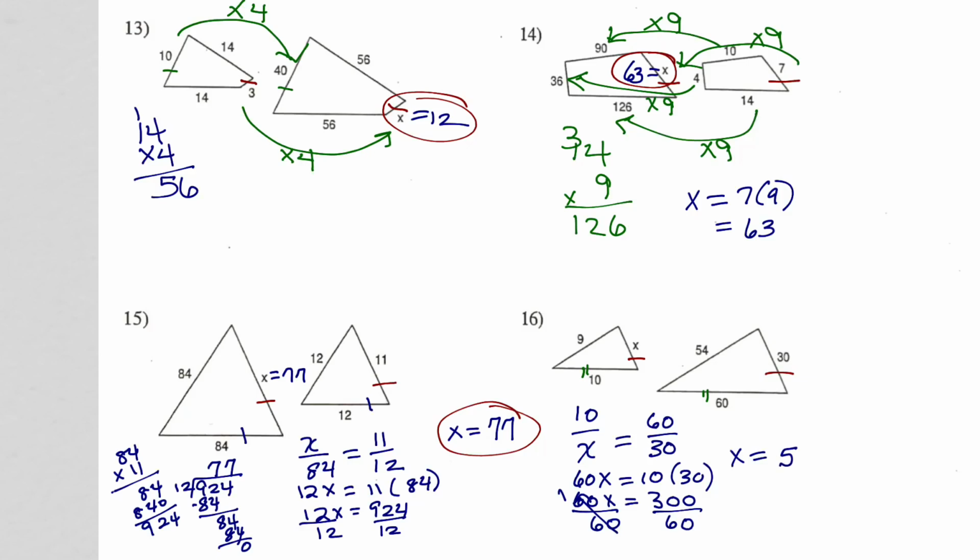So let's double check. X equals 5. So let's see if that works. That means 10 times 6 is 60. That works. 9 times 6 is 54. That works. 5 times 6 is 30. That works. So again, I can use the multiplier as my check. This is times 6, this is times 6, and this is times 6. Since they're all times 6, I know that this must be my missing side.